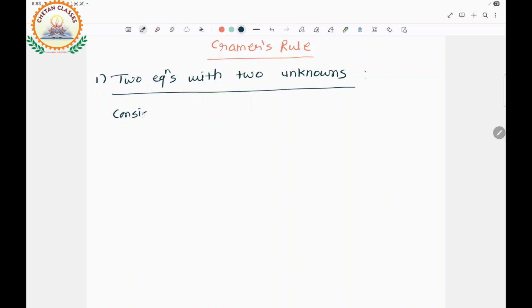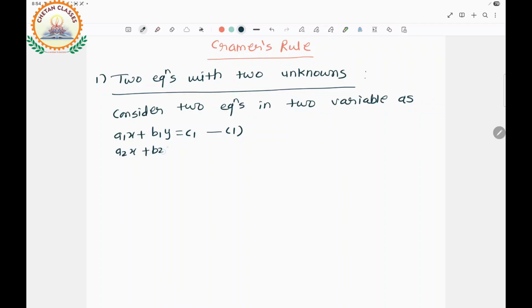So consider two equations in two variables as a1x plus b1y is equal to c1. Consider this equation number 1. And a2x plus b2y is equal to c2. Consider this is equation number 2.